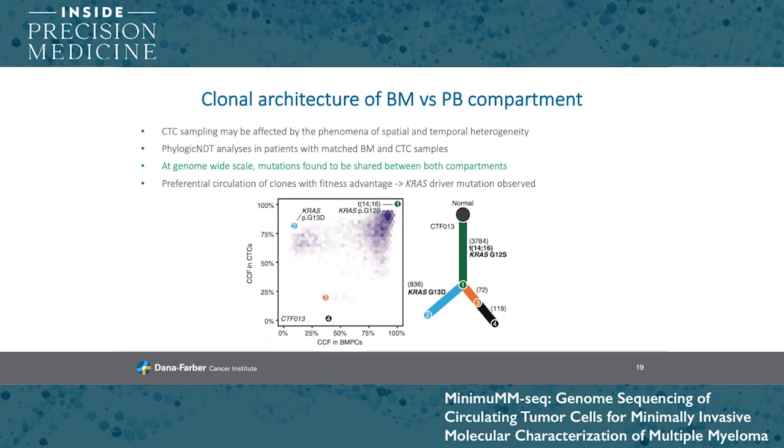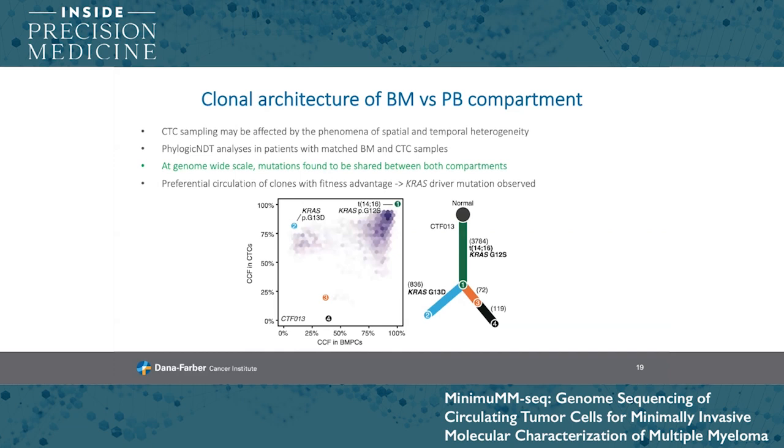As peripheral blood continually circulates, liquid biopsies may be affected by the phenomenon of spatial and temporal heterogeneity in mutational burden. In patients with matched CTC and bone marrow samples, we investigated the clonal architecture between compartments and whether the dominant clone or preferential circulation of subclones was identified. At the genome-wide scale, mutations were found to be shared between both samples, indicating the maintenance and representation of a clonal complexity in the blood.